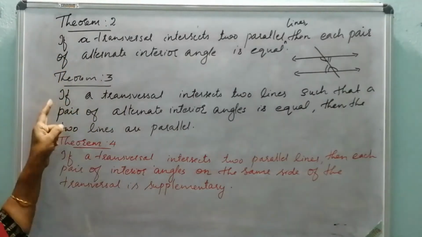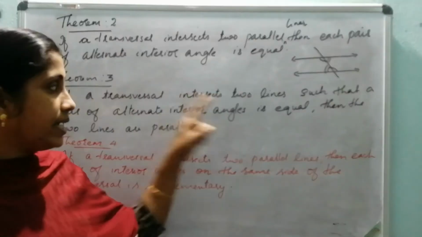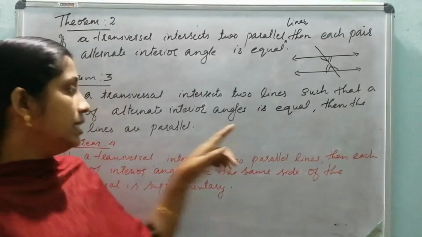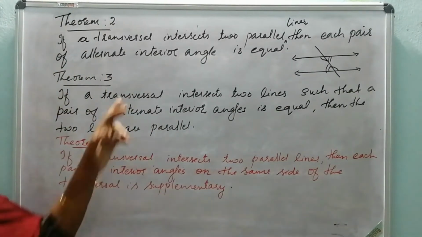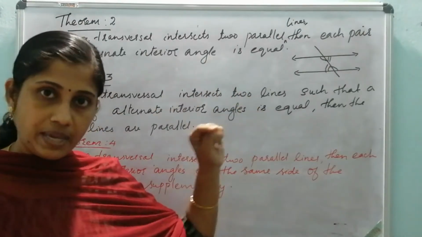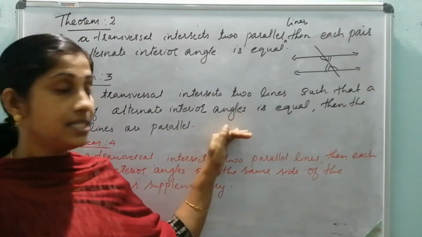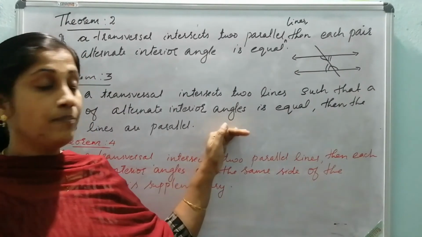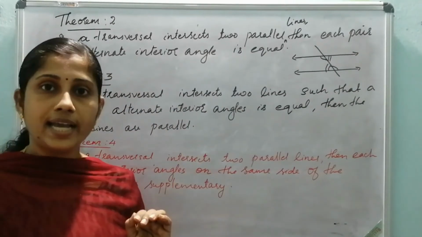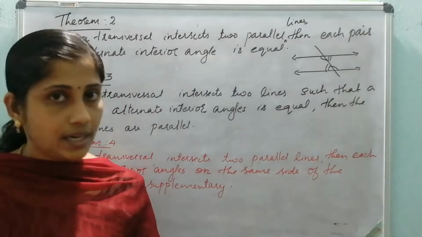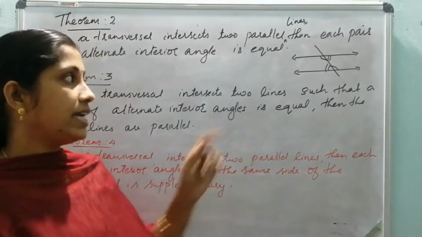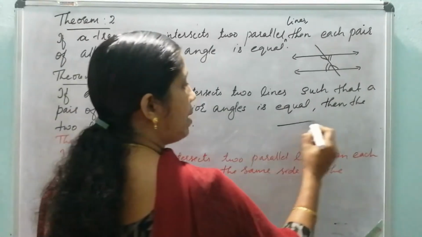Theorem 3 is the converse of theorem 2. What is it? If a transversal intersects two lines such that a pair of alternate interior angles is equal, then the two lines are parallel. Here, if the lines are parallel, then the alternate interior angles will be equal. If the transversal intersects two lines and it is given that the alternate interior angles are equal, then we can say that the two lines are parallel.